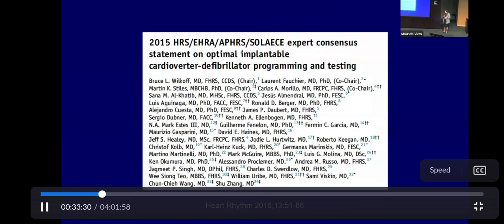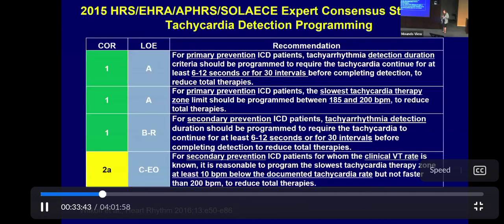Now, there was a consensus statement by the Heart Rhythm Society, a multinational document, back in 2015. There was a little short update. Many of the faculty may have been on this document. And it comes up with these specific recommendations based on that data.